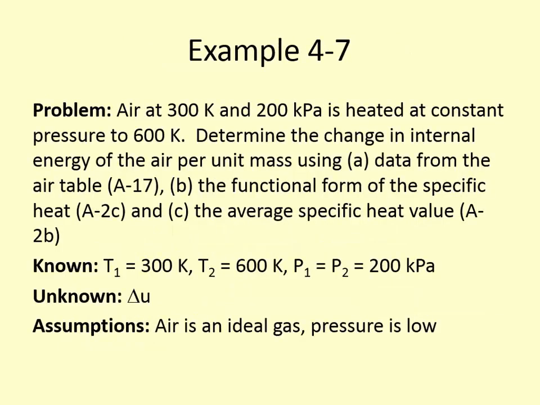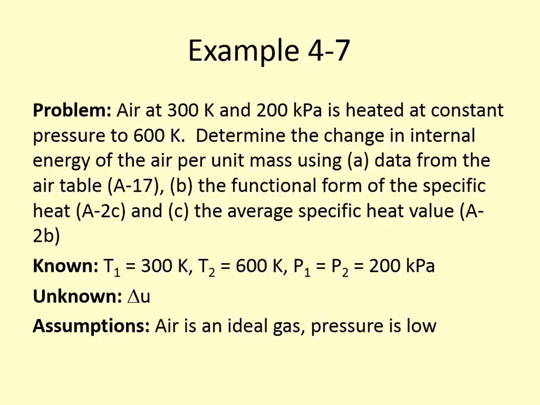Okay, so now that we've sort of learned about this process, let's do some examples that help to solidify the understanding of it. We have air at 300 Kelvin and 200 kilopascals, and it's heated at a constant pressure to 600 Kelvin. So we want to determine the change in internal energy of the air per unit mass using A, the data from the air table, B, the functional form of the specific heat equation, and C, the average specific heat value using that method that we just talked about.